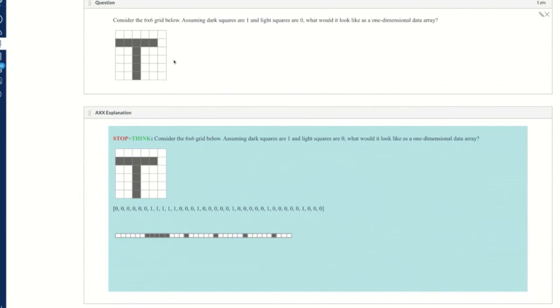So the next quiz question here just says, if we have this pattern of a T, what does the actual data look like? And then in the blue, we have the solution to that. So this T would look like this array of ones and zeros. We've got 1, 2, 3, 4, 5, 6 zeros representing the top row. And then we have 5 ones because of the top of the T. And then there's a 0 at the end of that. And then there's 2 more zeros for this white space here, and then a 1, and so on.